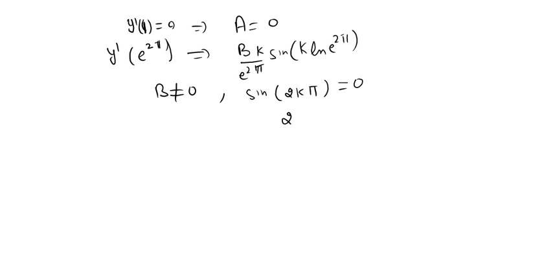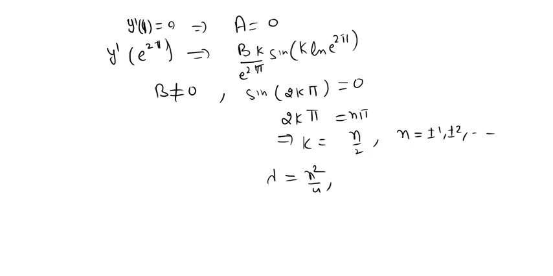So this implies 2k pi equal to n pi, so k equal to n by 2, and n is plus minus 1, plus minus 2, etc. Then you find lambda, which is k square, so n square by 4. This will kill negative values, so n is 1, 2, etc.